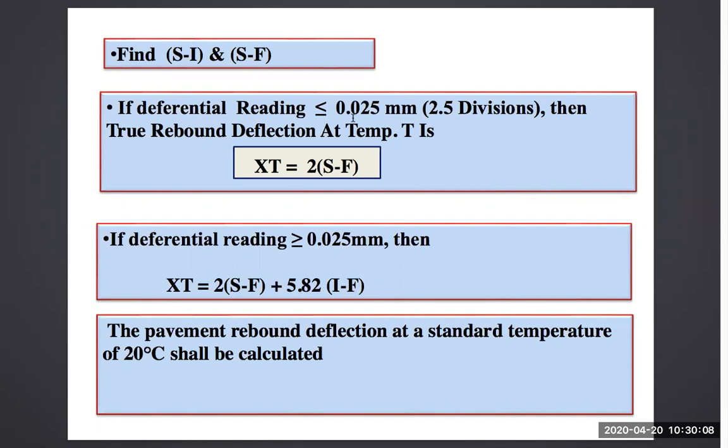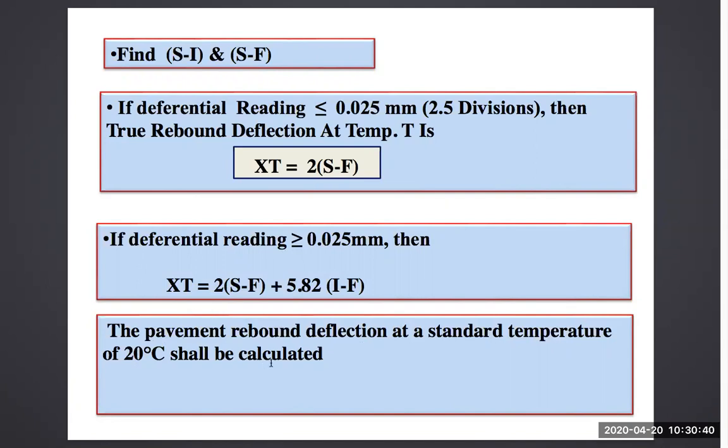If it is less than 0.025 mm or 2.5 divisions, then directly we take this as the Benkelman deflection. If it is exceeding, then we apply this formula to calculate the Benkelman deflection. And the standard temperature is 35 degrees. It is wrongly mentioned as 20 degrees, but the Benkelman deflection standard temperature is 35 degrees Celsius.